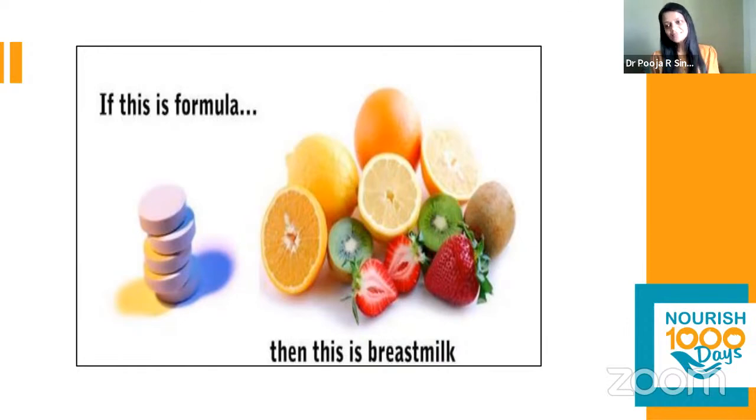But then breast milk is full of flavors, the experience of the mother's touch, her smell, her voice, because of the communication she does, as well as the dynamic flavor of the breast milk based on mother's diet, is what gives the child the complete sensory experience that they so desire for an overall growth and development.